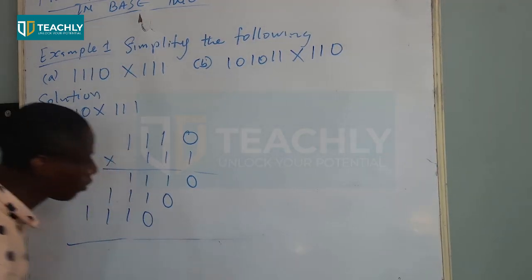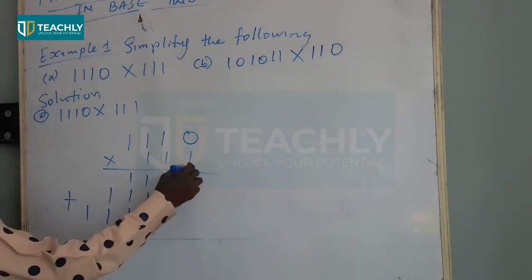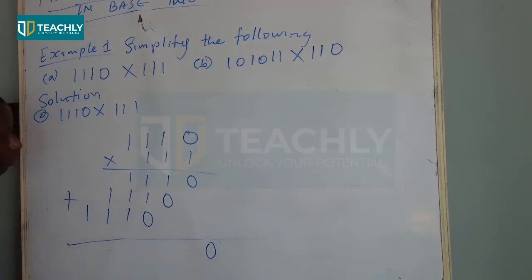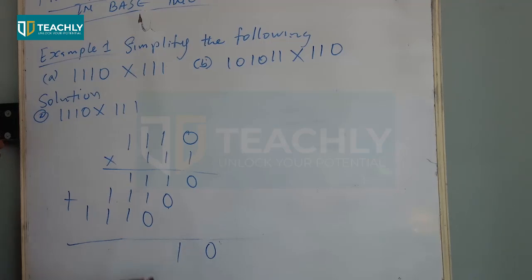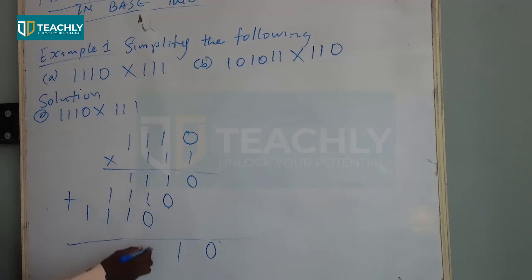So the next thing is what? Let's add everything together. After multiplying your values, let's add. If you add this one vertically like this, 0, 0 here, everything here will give us 0. So here you have 1 plus 0, we are going to have 1. Here you are going to have 1 plus 1, this is what? 2 plus 0, we are going to have 2.